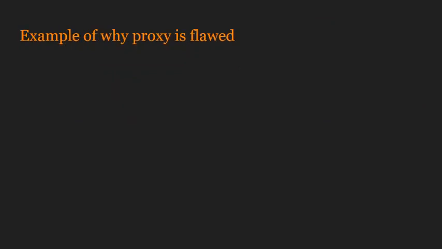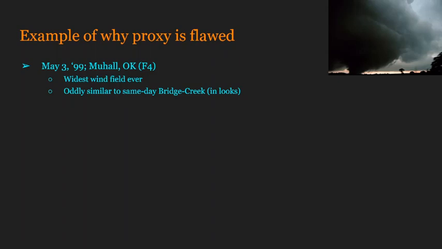And I do want to give my point on why a proxy rating is flawed. So here we go. We have the May 3rd, 1999 Moore, Oklahoma F4, which has the widest wind field ever recorded at 7 kilometers. By no means does that mean that this is an F5 or an F5 plus.